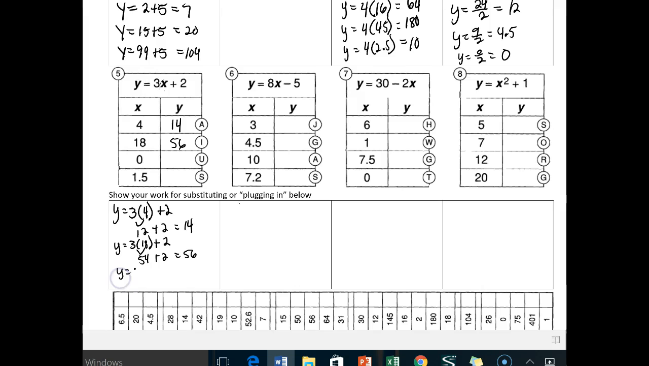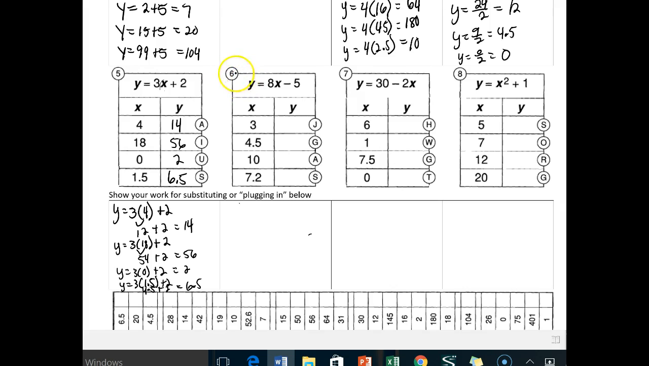Y is equal to 3 times 0 plus 2. I don't actually have to do this because look, 3 times 0 is just going to be 0, so it equals 2. 0 plus 2 is 2. So y is equal to 3 times 1.5 plus 2. And I'll help you out on that. 3 times 1.5 happens to be 4.5. Plus 2 gives you 4.5 plus 2 is 6.5, right? $4.50 plus 2 more dollars is $6.50.